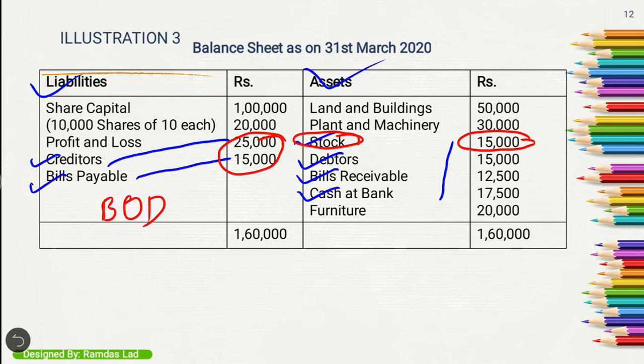Okay. Now the next ratio, debt to equity ratio. It means debt, that is long term loan, divided by shareholders' fund or equity. In this example there is no long term loan, so we cannot calculate the debt equity ratio. Let us try to calculate the ratios in the next slide.